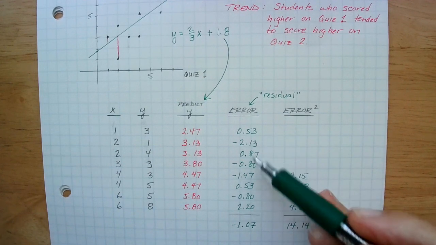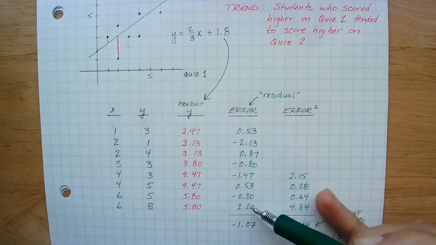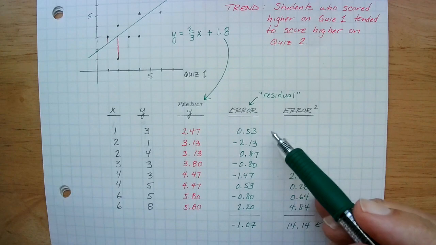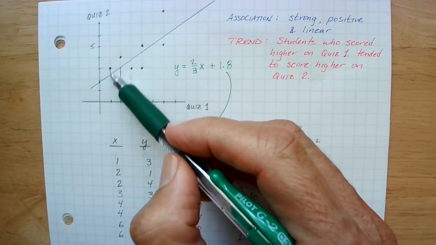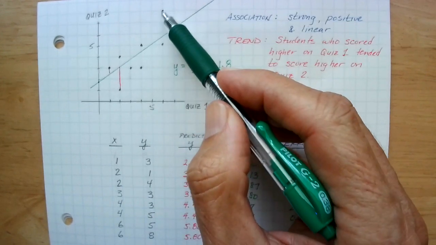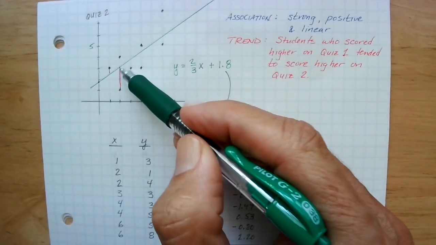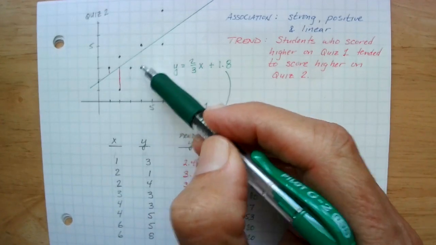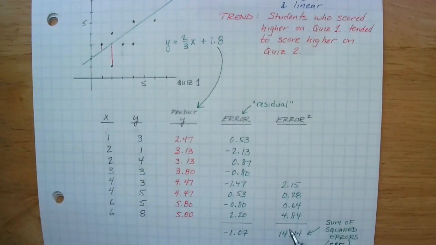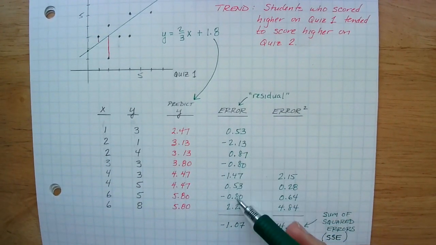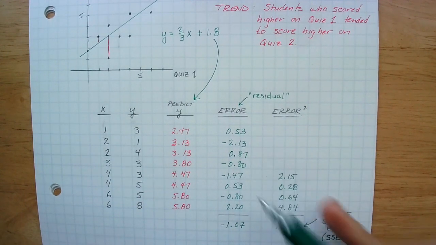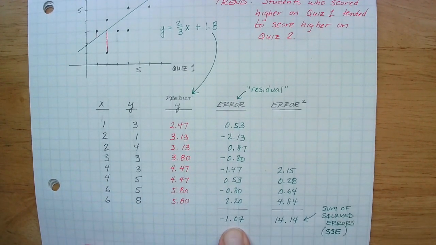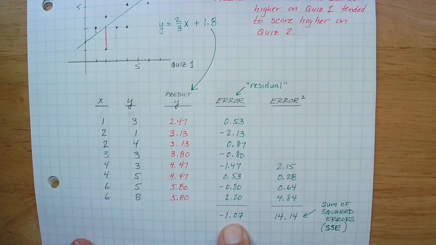And you'll notice that some of these errors are positive and some are negative, and that's because some of the dots are above the line. There's 1, 2, 3, 4 positives, and there's 1, 2, 3, 4 negatives, and that corresponds with what I see right here. Now, if I take all my errors and just add them all up, it looks like I don't have a lot of error, only 1.07.